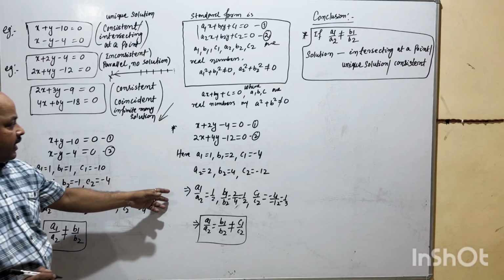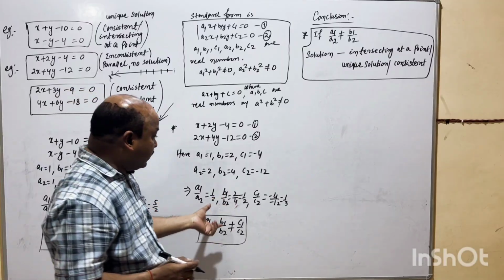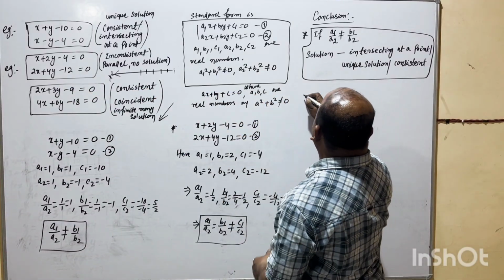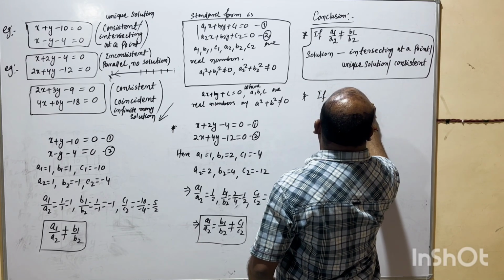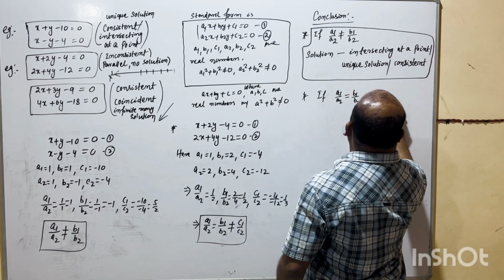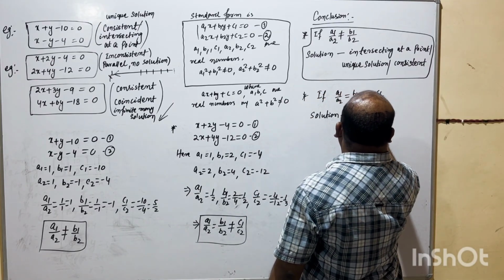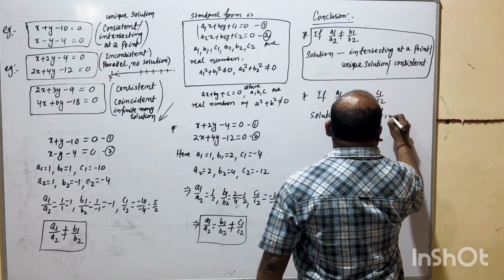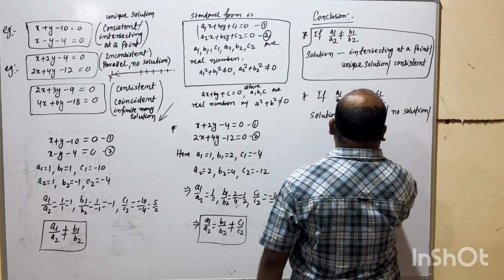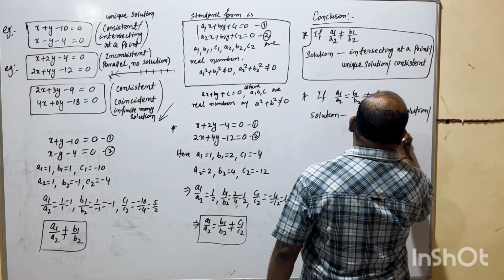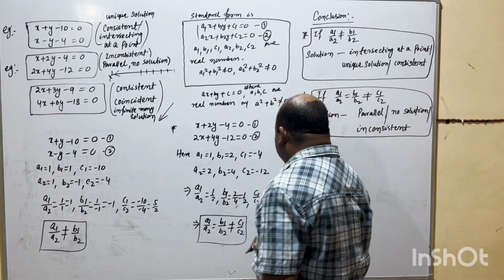Okay. So in these cases, what are their straight lines? The straight lines are parallel with each other. So if we compare their coefficients, we get that if a1 by a2 is equal to b1 by b2 is not equal to c1 by c2, the solution becomes what? Parallel, no solution, and what do you say? Inconsistent. So this is the condition. Now come to the third part.